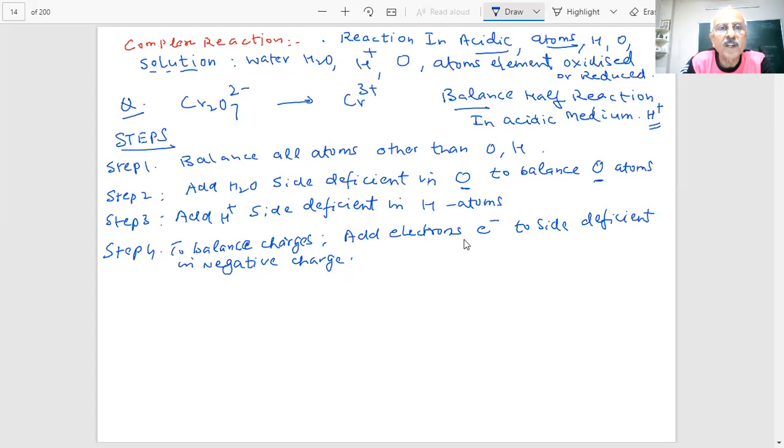Now you have got 1 minute to balance this half reaction using 4 steps. You will use 4 steps to balance this reaction, students. How many steps am I giving you? 4 steps.